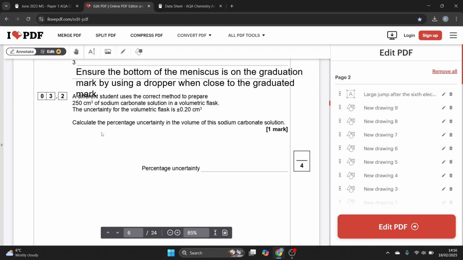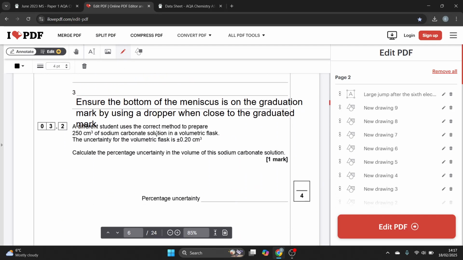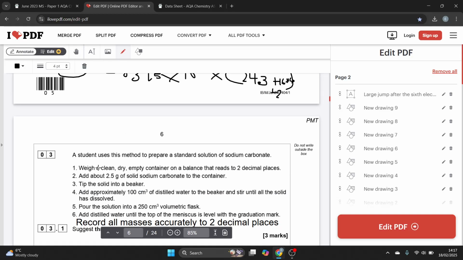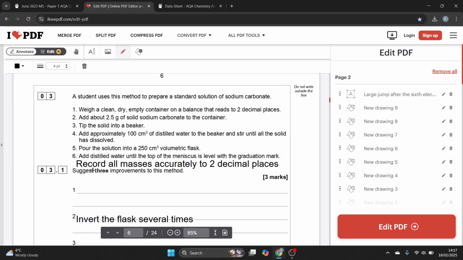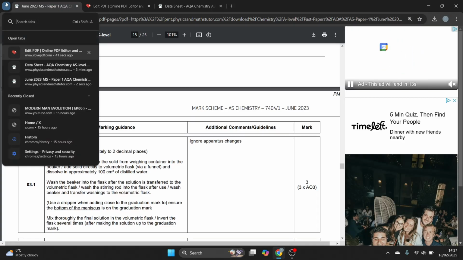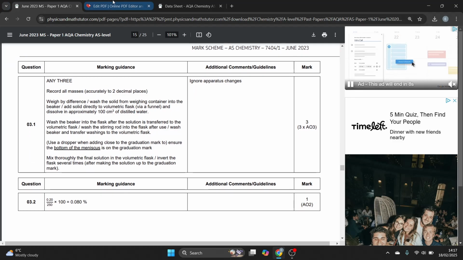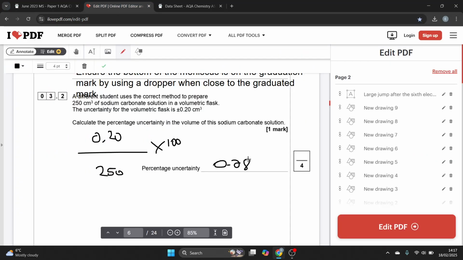The uncertainty is that. Calculate the percentage uncertainty in the volume of sodium carbonate solution. So the different student should use the correct method to prepare this in a volumetric flask. So then it's just going to be 0.20 divided by 250 times 100. Perfect. 0.080%.